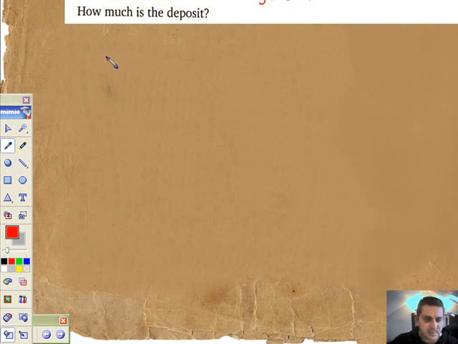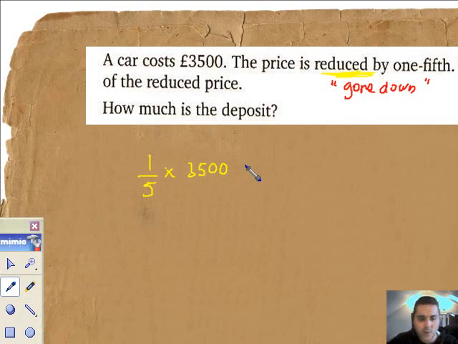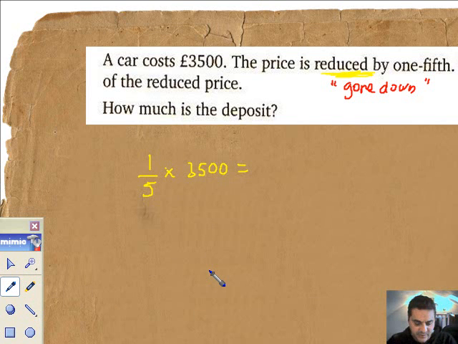Let's work in yellow. First step, 1/5 of the price of the car is, well, I'm going to use my calculator to speed things up. It's simply 1 divided by 5 times 3500. Okay, so there it is. So 1/5 of the price of the car is £700, but this is a reduction. Therefore, he's not paying £700 for the car.